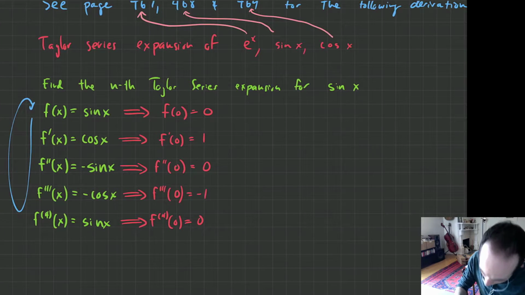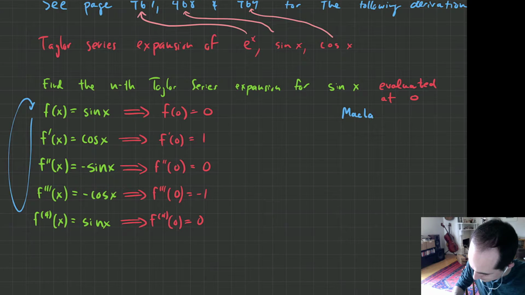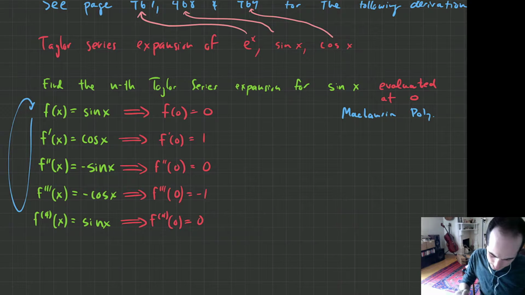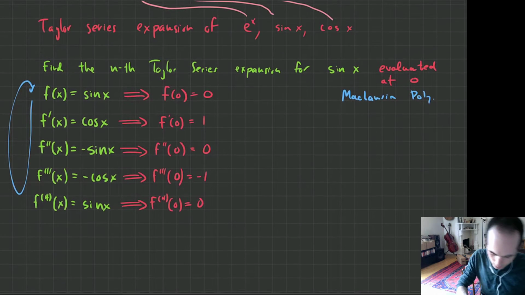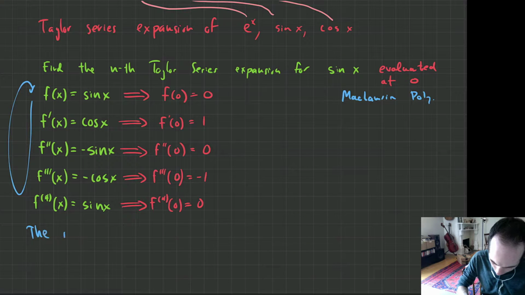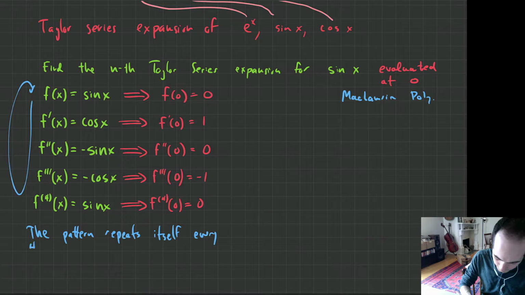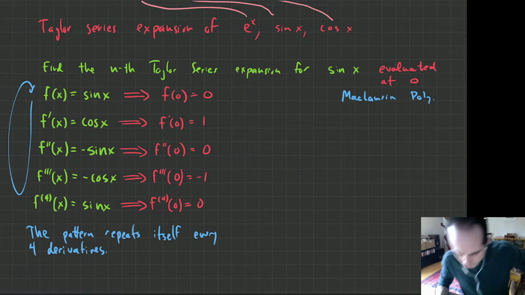And I should say the Taylor series expansion for sine of x evaluated at 0, so in other words, we're looking for the Maclaurin polynomial. Okay. So you can see that it doesn't really matter how many times we do this. We're going to get this cyclic pattern. So this pattern repeats itself every 4 derivatives. Okay. So what does that mean?